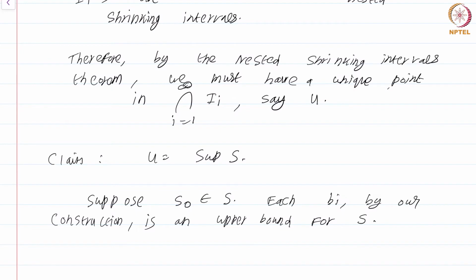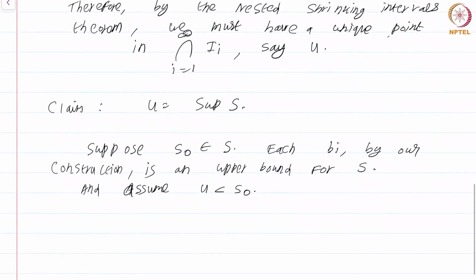Now suppose s naught is in S and assume U is strictly less than s naught. Suppose we have to show that U is the least upper bound. First of all, let's see that U is in fact an upper bound. We have chosen U to be less than s naught. We want to reach a contradiction to this. Now note that this means s naught minus U is greater than 0.